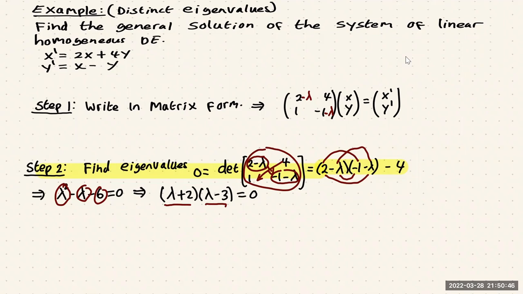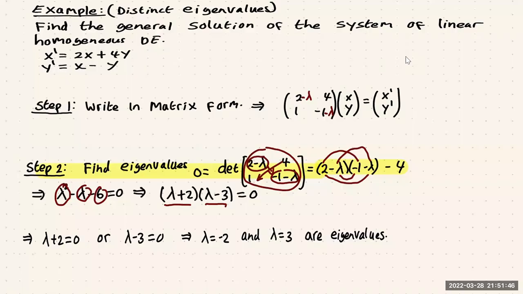So let's write that. Okay, so we set each factor equal to 0. So we'll have lambda plus 2 equals 0 and lambda minus 3 equals 0. So we have lambda equals minus 2 as one of our eigenvalues, and lambda equals 3 is another eigenvalue. Okay, so now we can find the eigenvectors. So let's do that next.